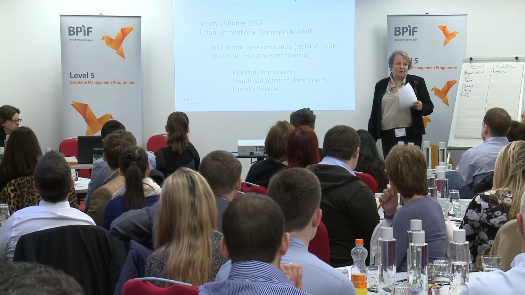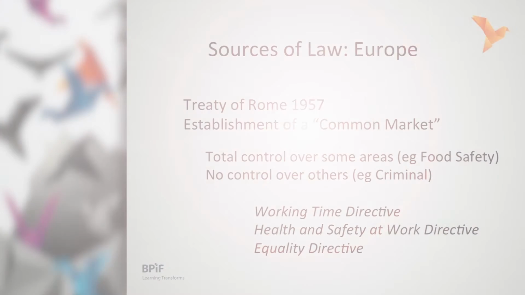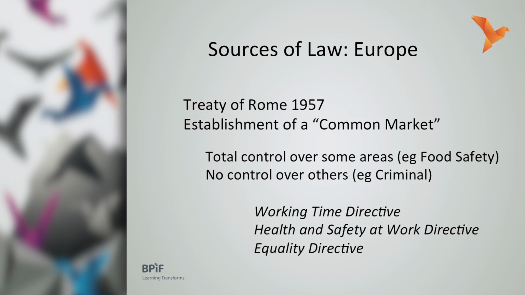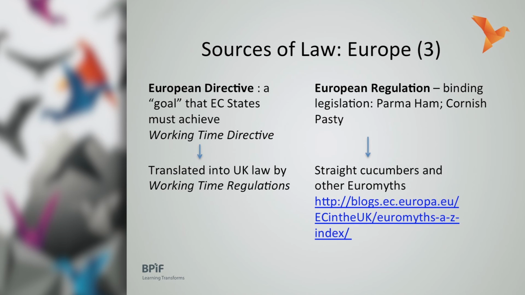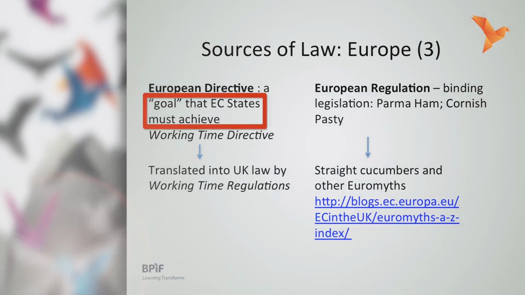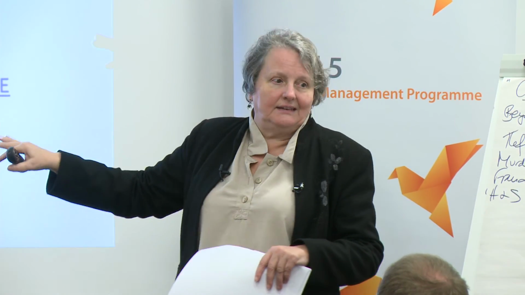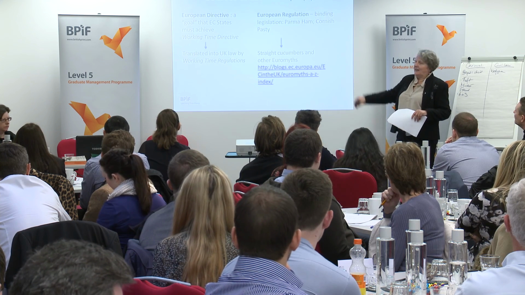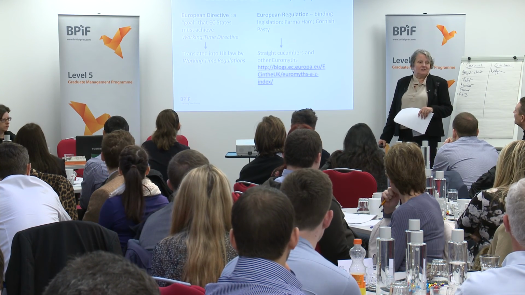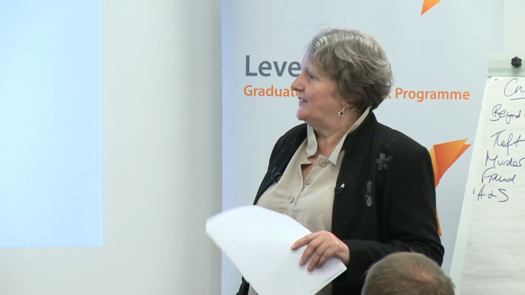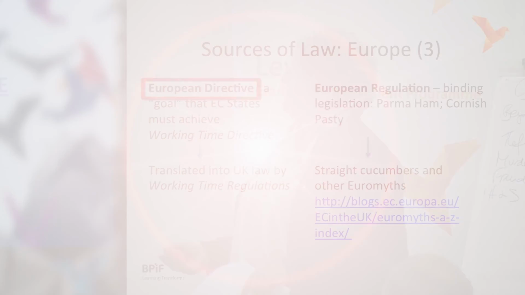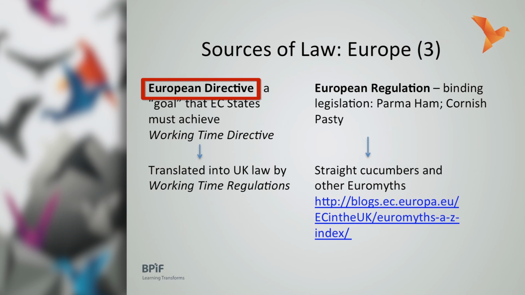Of course, an awful lot of law these days comes from Europe. The Treaty of Rome in 1957 was the starting point. The European Commission makes laws which are a goal that EC states must achieve. If they don't do it within a time frame, the UK in this case can be fined quite substantially by the European courts. And of course there's a lot of complaint about us losing our own sovereignty by having to bow to European law. European directives are things that we translate into our own law. European regulations are binding immediately.